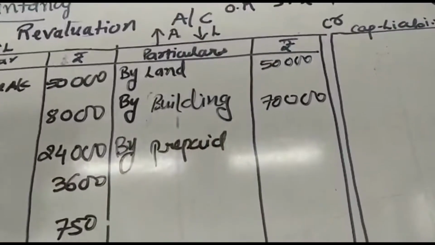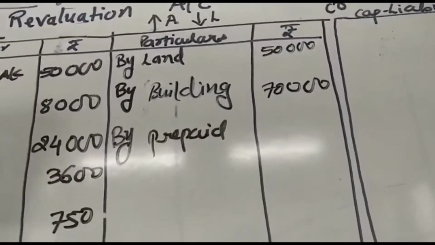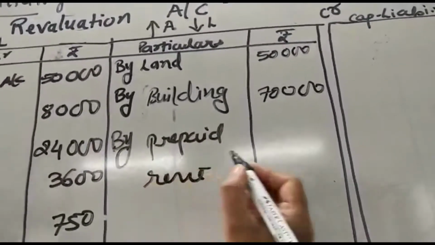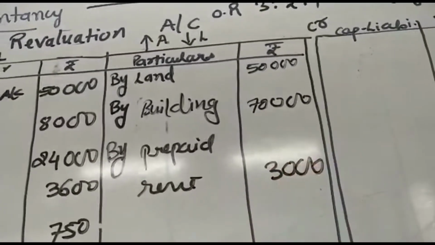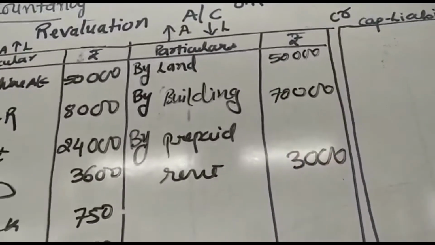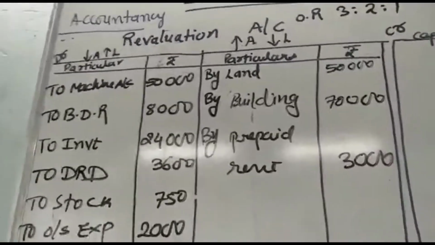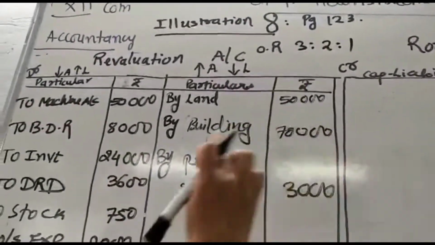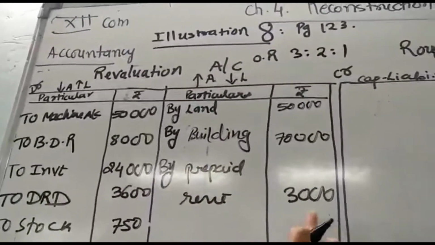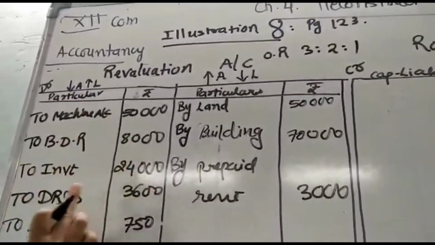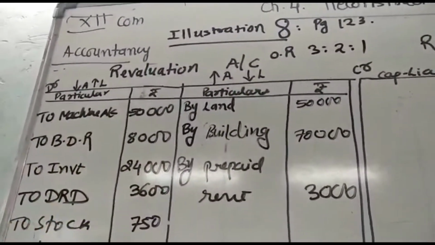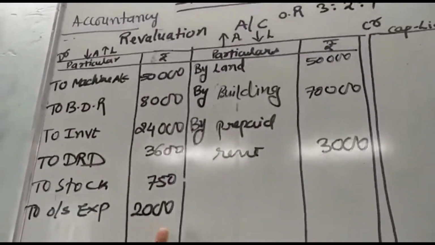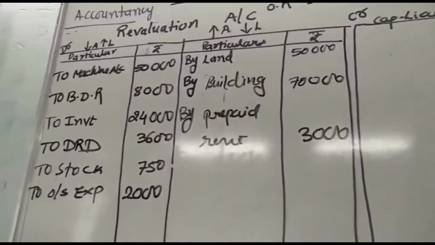What is written? Prepaid rent. The figure would be 3,000, outer column. So now let me see this. Land 50,000, building done, prepaid rent 3,000 is done, machinery done, investment done, stock is done, outstanding expense is done. So by doing so I have completed the revaluation account.